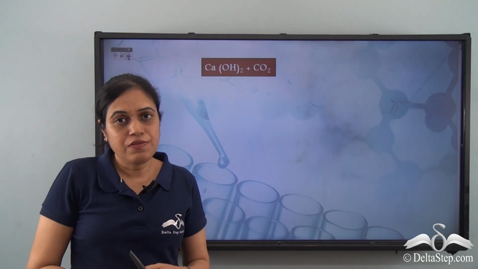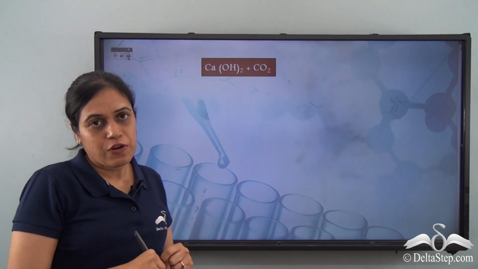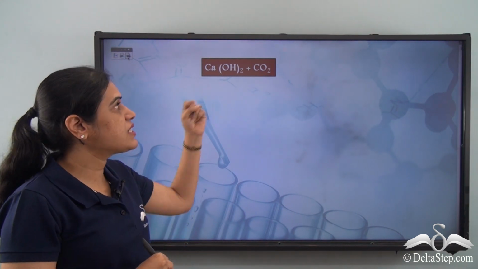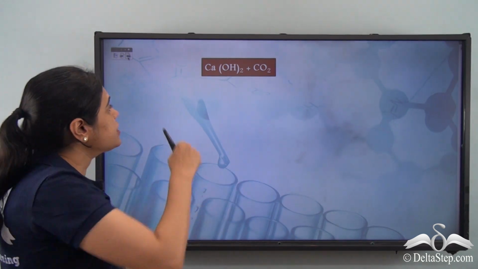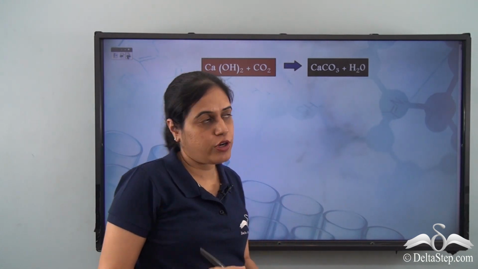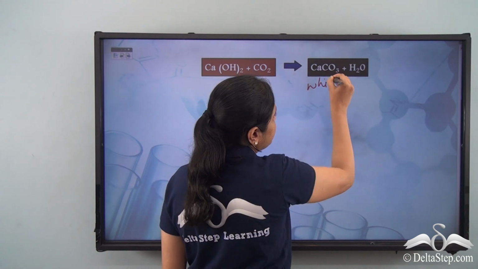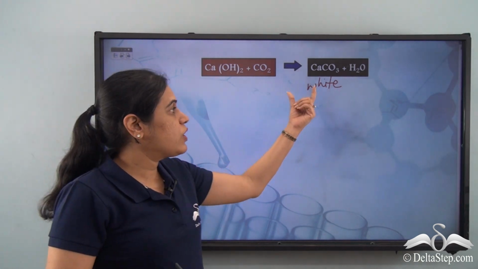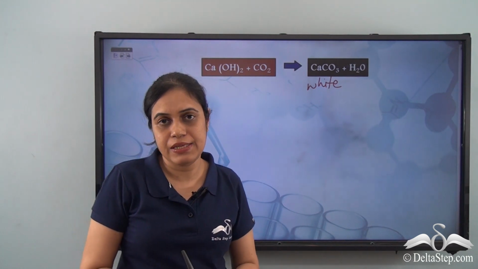So what did you observe? You observed that when you pass carbon dioxide in the solution of lime water, that is calcium hydroxide, lime water turns milky. This is due to the formation of calcium carbonate and water. Calcium carbonate is white in color and also it is insoluble in water. So because of this white insoluble substance, it appears to be milky.